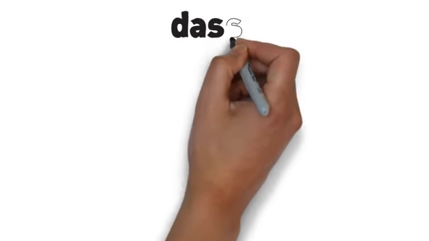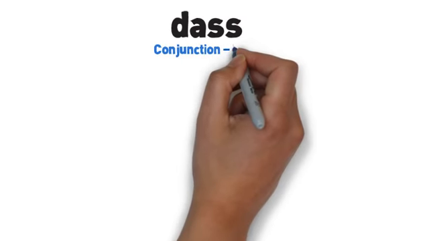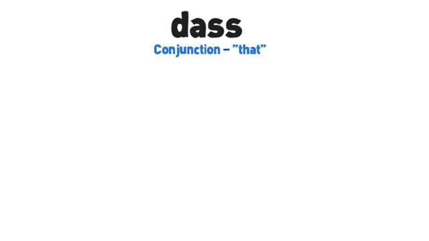Today's topic is the conjunction dass, which means that. So in this video, you'll learn how to connect two sentences using this conjunction. This is unfortunately a little bit confusing because you already know a word that sounds exactly the same. Das spelled with one S.